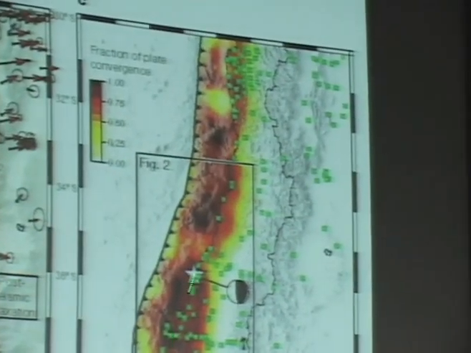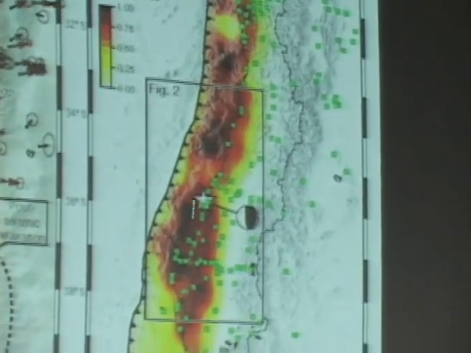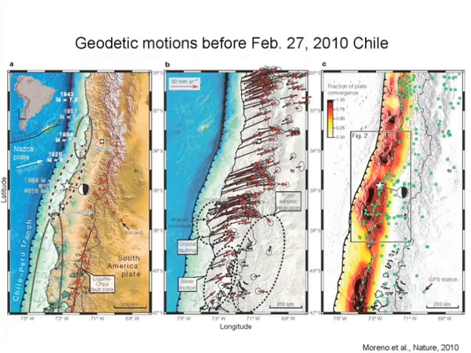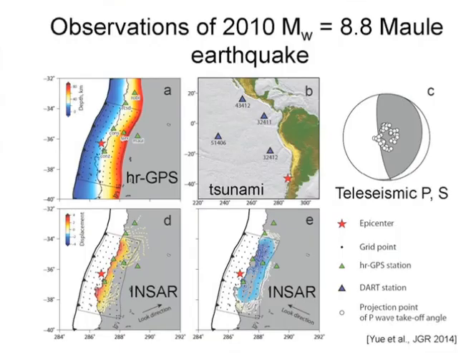You could identify where there is strong strain accumulation. This is the area that had ruptured in 1835. And there's other patches along here that are building up strain for future earthquakes. Now for this earthquake, the reason I mention it is that we have good recordings of high-rate GPS from these stations that were very close into the earthquake rupture, which is in this box.